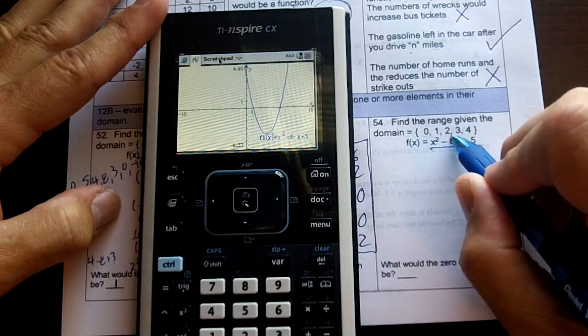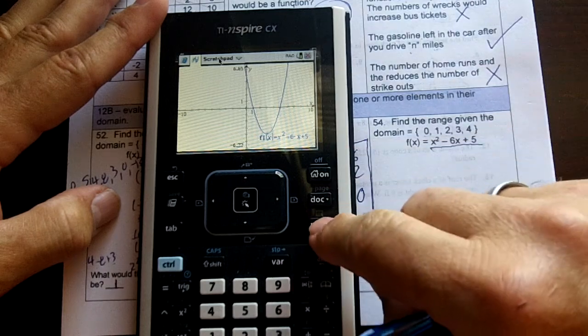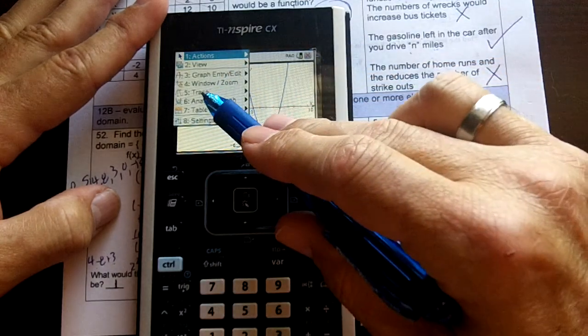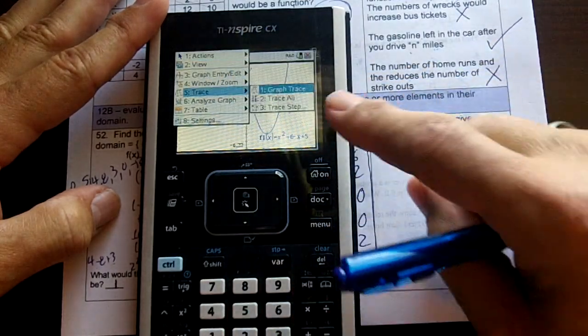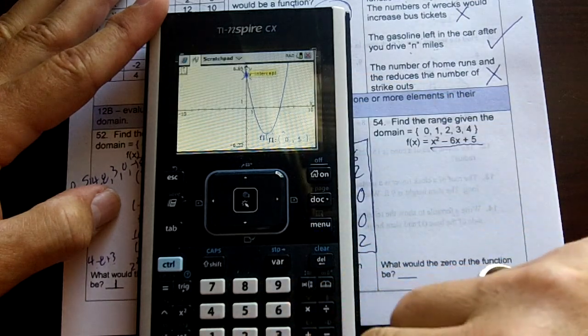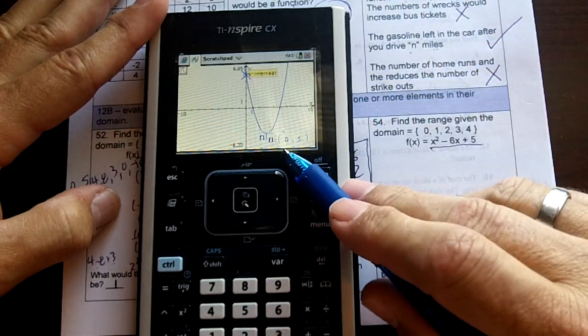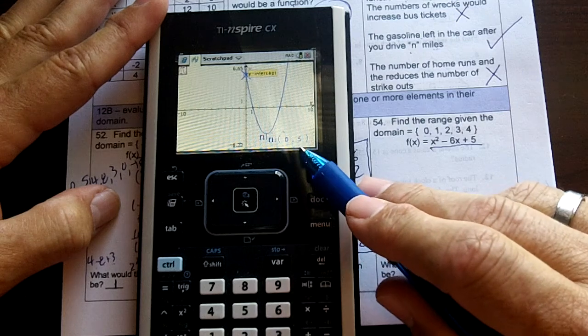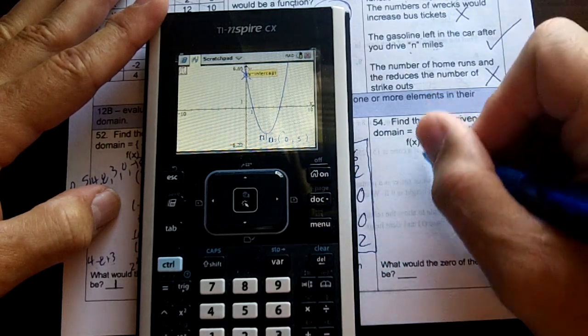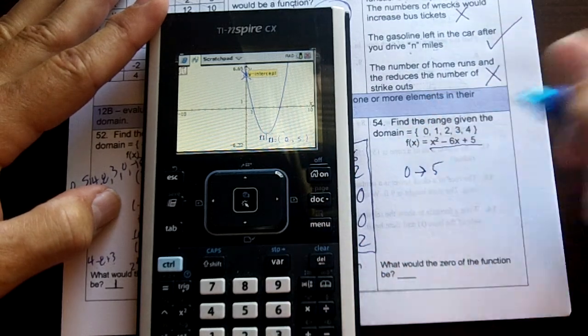Now then, I need the answers for 0, 1, 2, 3, 4. So I'm going to hit Menu, Trace is 5, so hit the number 5. Graph trace 1, hit 1. And right here at the bottom is your answer. So if I plug in 0, I get what? 5. So my 0 is going to give me 5.